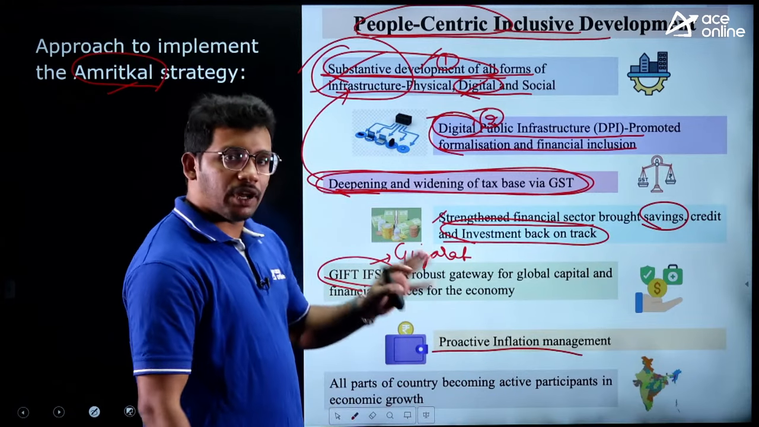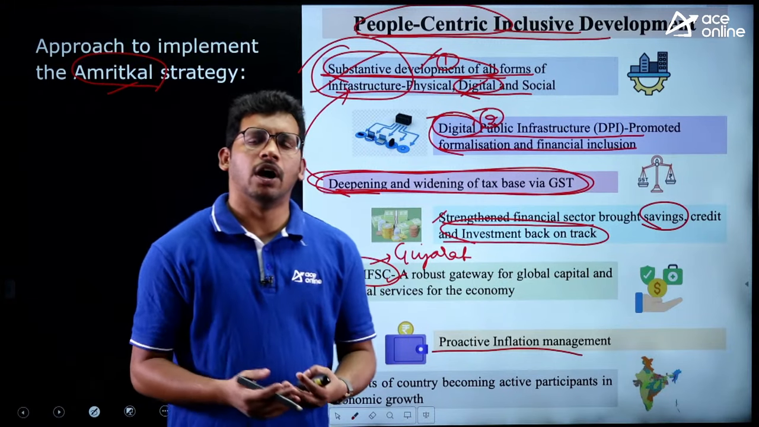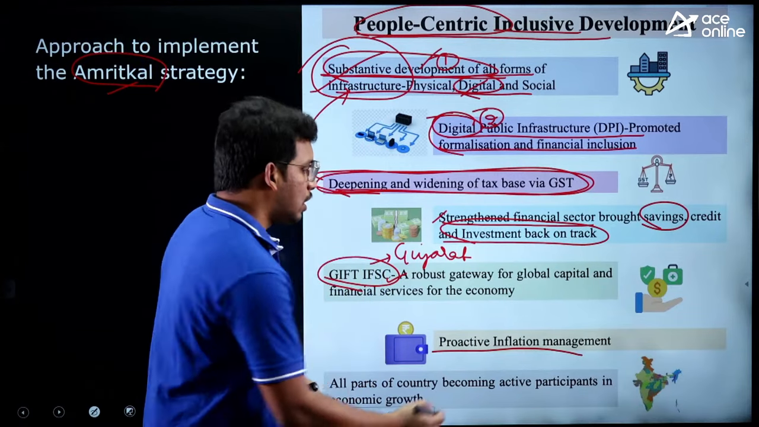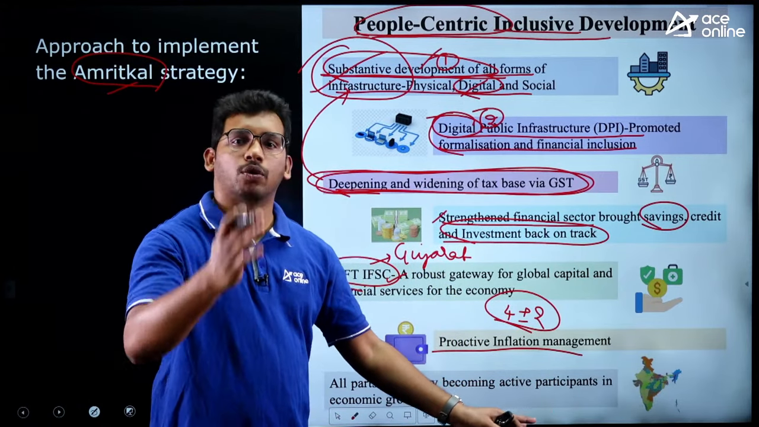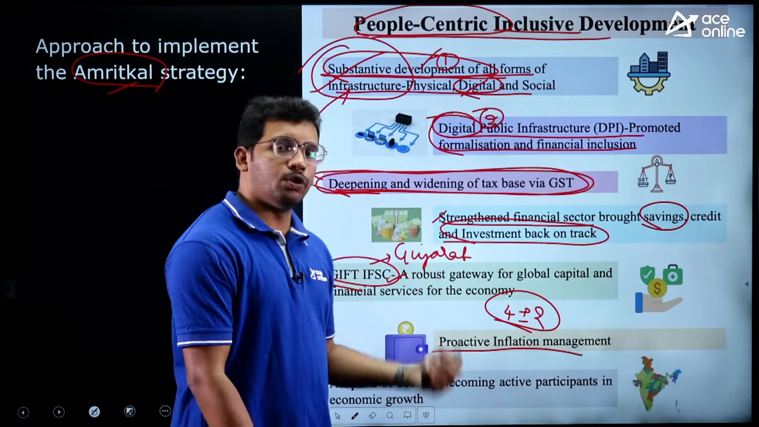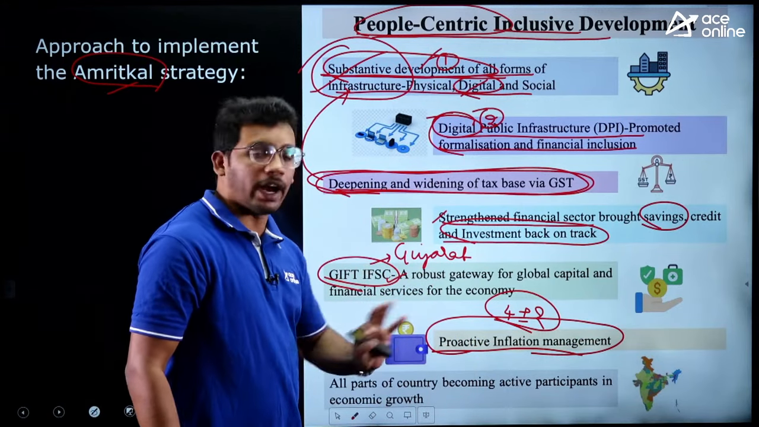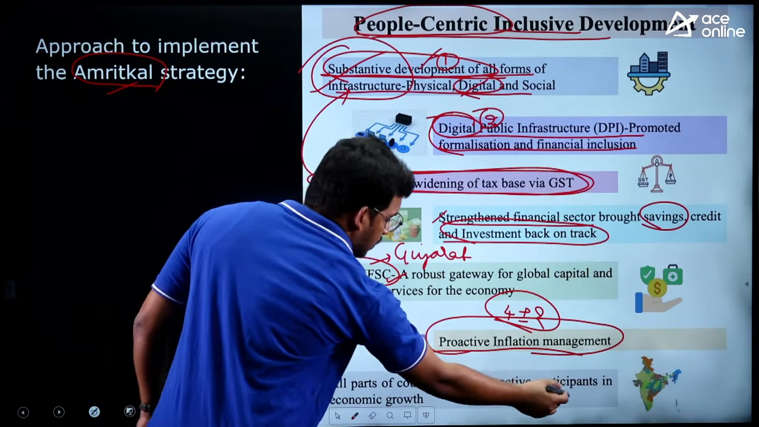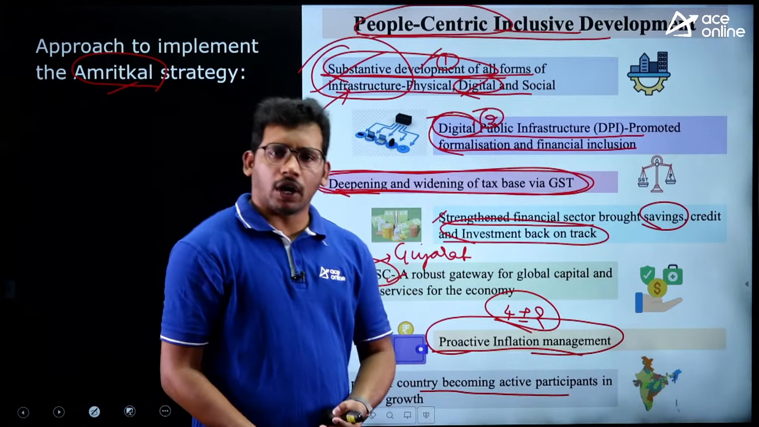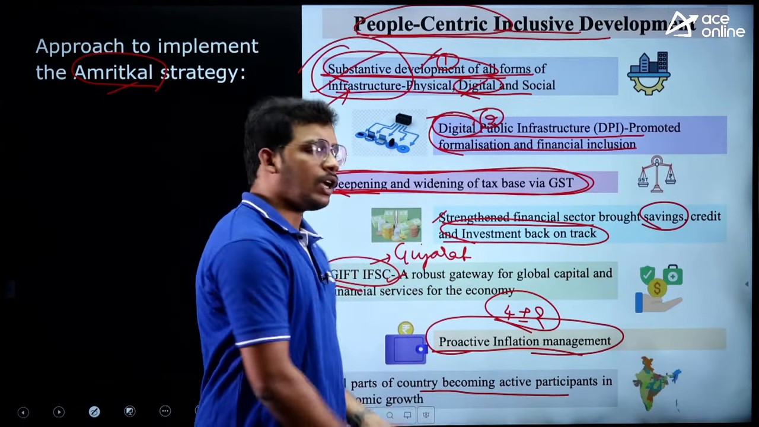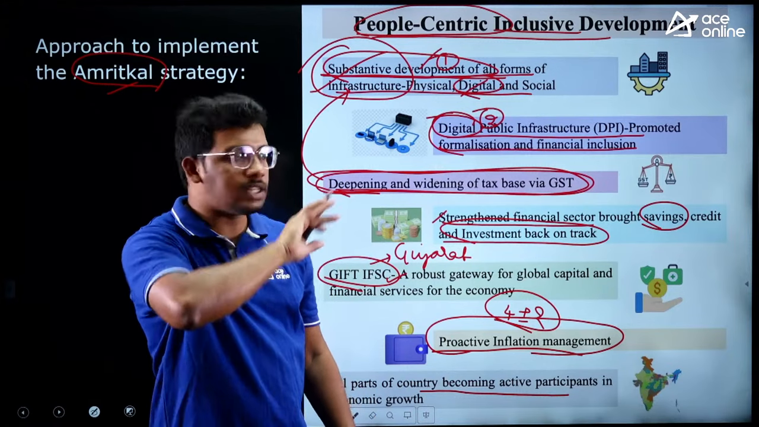Then proactive inflation management. Inflation means rise in prices, right? If you have followed contemporary events, there was a rise of prices after the COVID years. There is already a target of plus or minus 2 set by the Reserve Bank of India, right? So inflation should not cross more than 6% or go below 2%. That is how the government and RBI have already planned. The government wants to manage this inflation proactively, right? So that is one more approach. All parts of the country becoming an active part of economic growth. All parts of the country, Northeast, South India, West India, northern India, all the people have to be developed equally. So this is the approach the government is going to put forward to achieve Viksit Bharat, that is developed India, right?